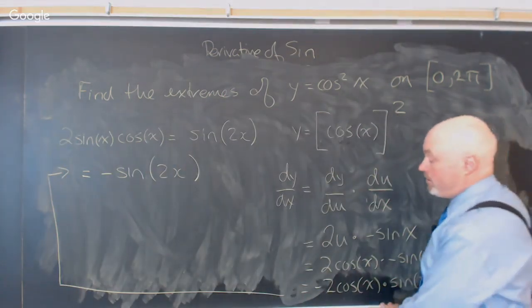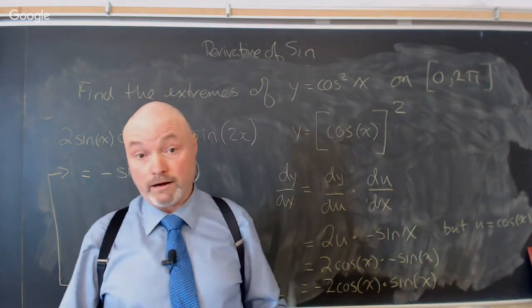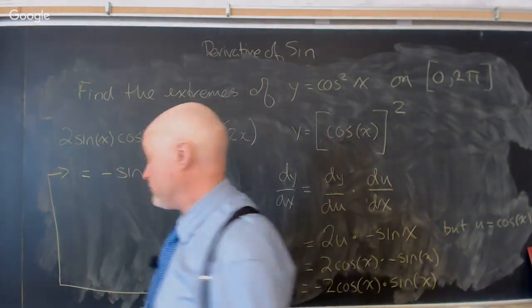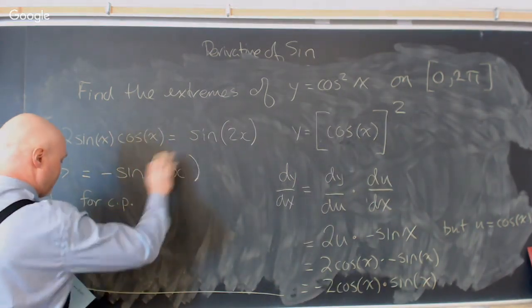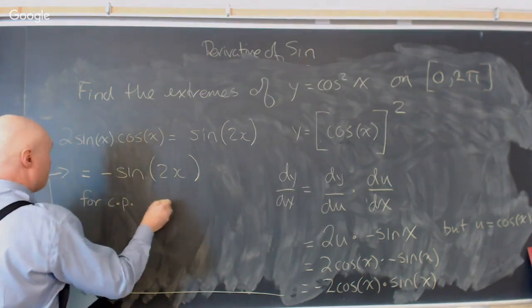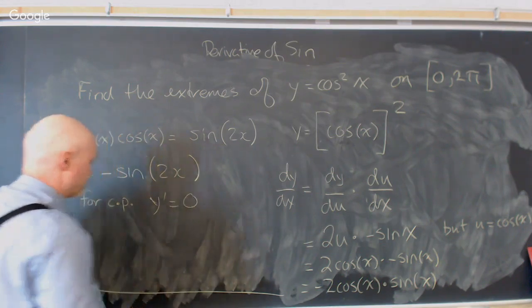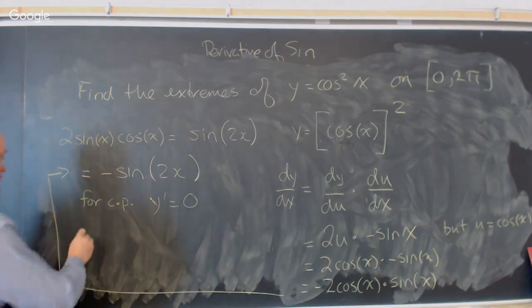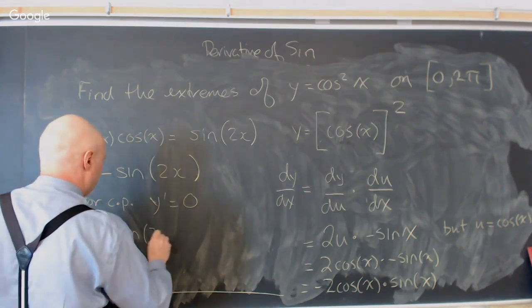So now I have the derivative. In order to find the extreme values, I look where the first derivative is undefined or it's equal to 0. So for critical points, I know this is continuous everywhere. So I'm just going to say y prime is equal to 0 for critical points, which are going to be my maximums and minimums. And so negative sine 2x.